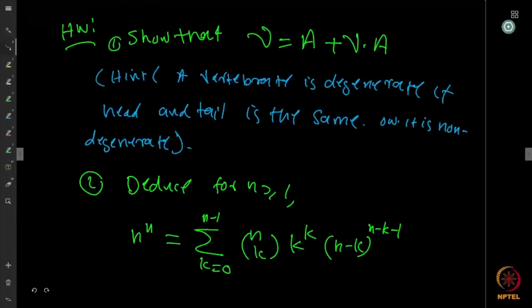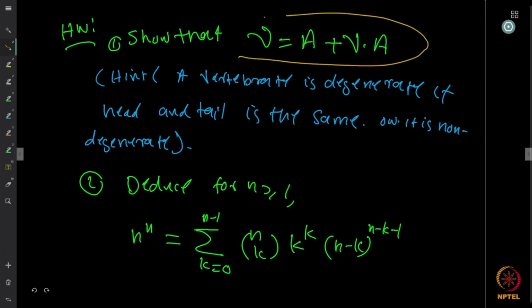And we wind up with a couple of homework questions. The first is to show that the vertebrate species can also be thought of as the species A of rooted trees plus V dot A.